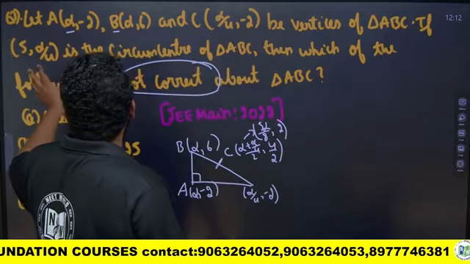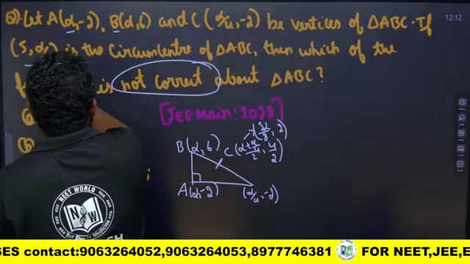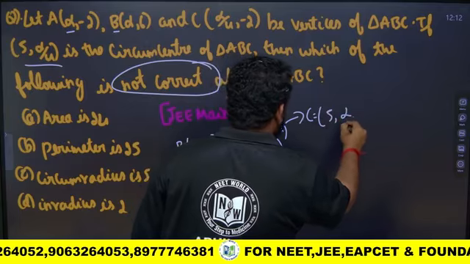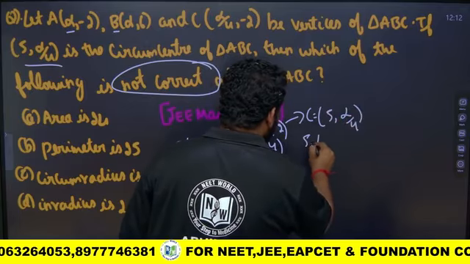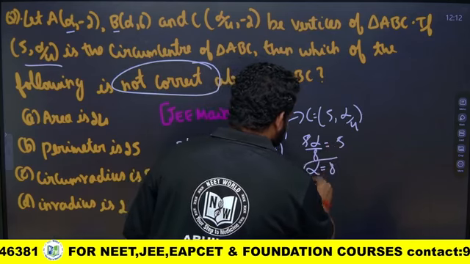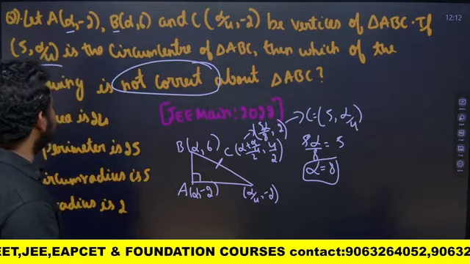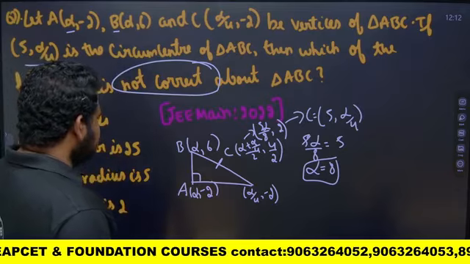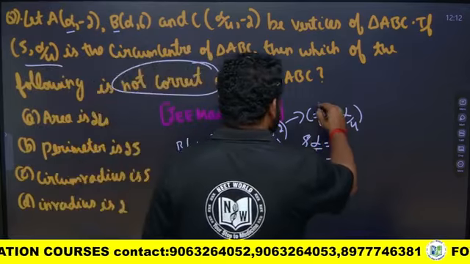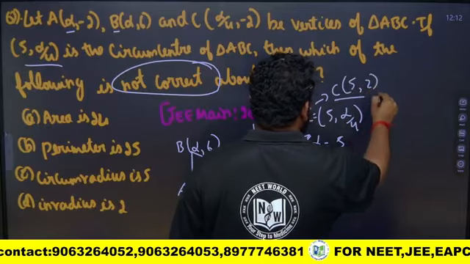Now they have given the circumcenter to be 5 comma alpha by 4. So I can equate it. 5 alpha by 8 is equal to 5. So 5 cancels and alpha will be equal to 8. I got alpha is equal to 8. Now, when alpha is equal to 8, what is the value of the circumcenter? C is equal to 5 comma alpha by 4, that is 5 comma 2. This is the circumcenter, we got it.